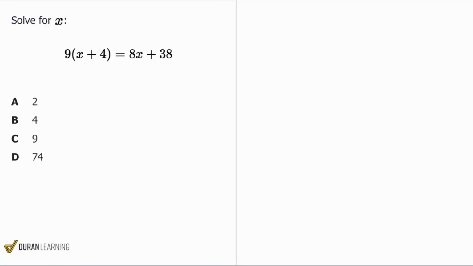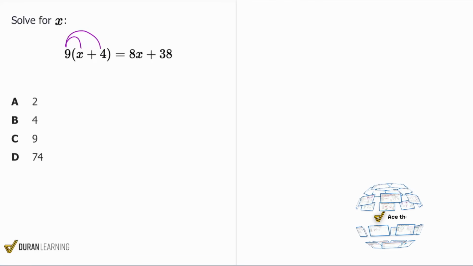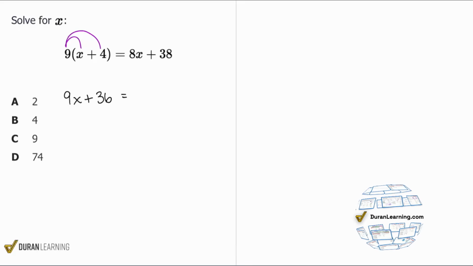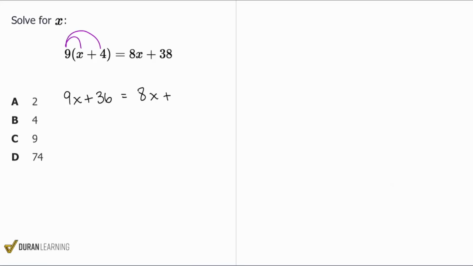So instead of doing that, everybody, we're just going to begin by distributing. And remember, when you distribute, the 9 must distribute to all terms within the parentheses. So first, it's going to be 9 times x, which will be 9x. Then we have 9 times 4, and that will be 36. Then the right side is 8x plus 38.